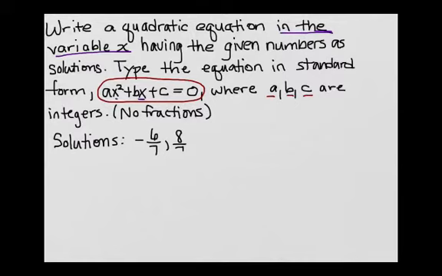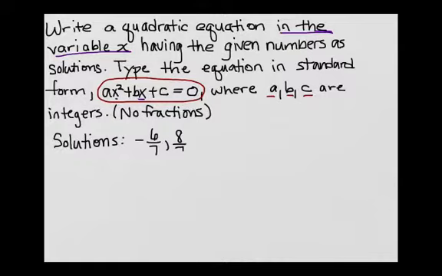In this video, we're going to solve the following problem. Write a quadratic in the variable x having the given numbers as solutions. Type the equation in standard form, ax squared plus bx plus c is equal to 0, where a, b, and c are integers, no fractions.